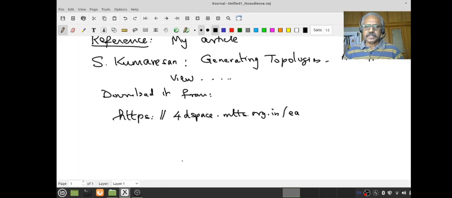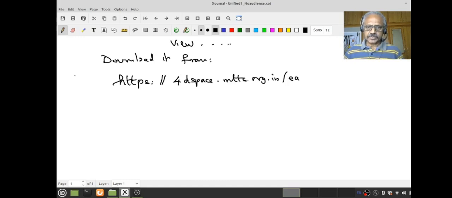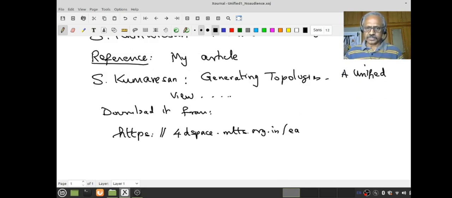Okay, good. Right. So the basic reference, as I said, many textbooks and teachers do not give this. So I wrote an article about 20 years ago, Generating Topologies, a Unified View of Subspace, Product and Quotient Topology. You can download it from the MTTS site, under expository articles. You can do a search by the title itself, Generating Topologies, and you will get it. Or if you type unified view, there may be 3 or 4 unified view articles, and you will get this.